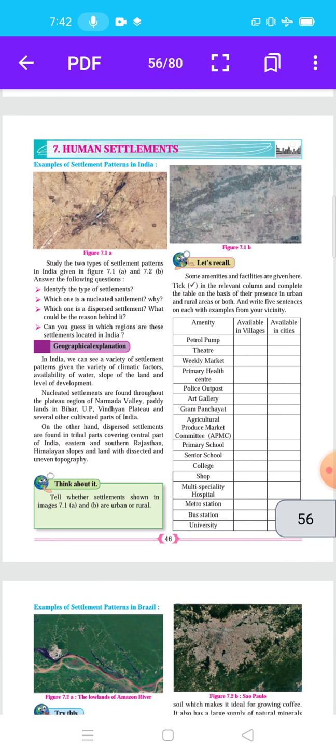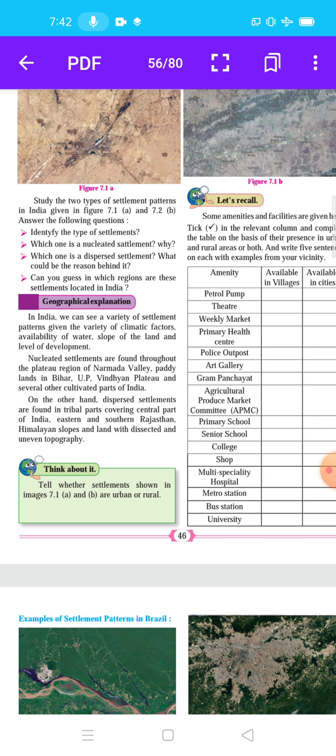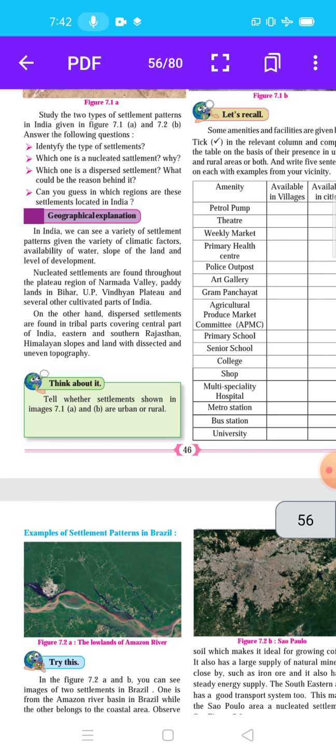Next point is geographical explanation. In India, we can see a variety of settlement patterns given the variety of climatic factors, availability of water, slope of land and level of development. In our surrounding area, we can see a variety of settlement patterns. The atmosphere is different. In some areas water availability is more, in some areas less.